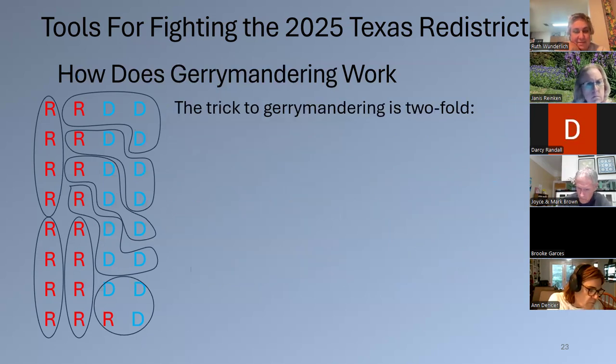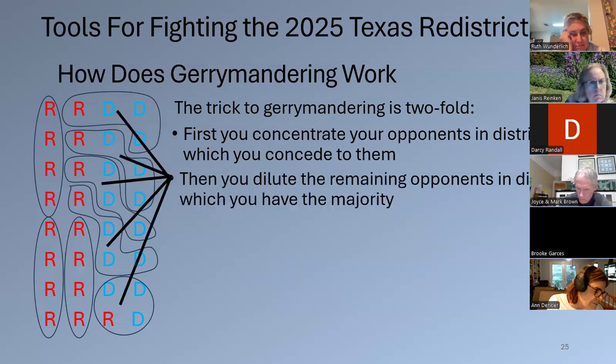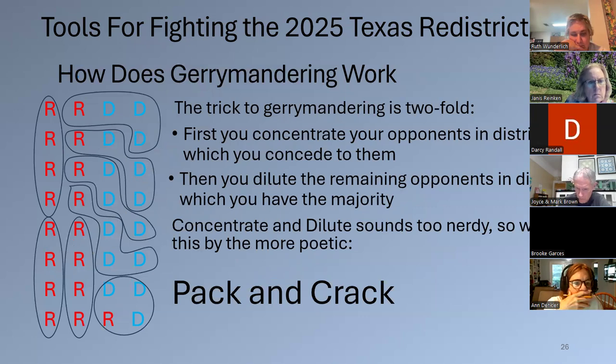So the trick to gerrymandering is twofold. The first one is you concentrate as many of your opponents in a district so that you cede those districts to them. And then the remaining opponents you dilute with the massive amount of your people you have left. So it's basically concentration and dilution. That sounds a bit nerdy. They call it pack and crack. But it's basically concentrate your opponents and then dilute the remainder.